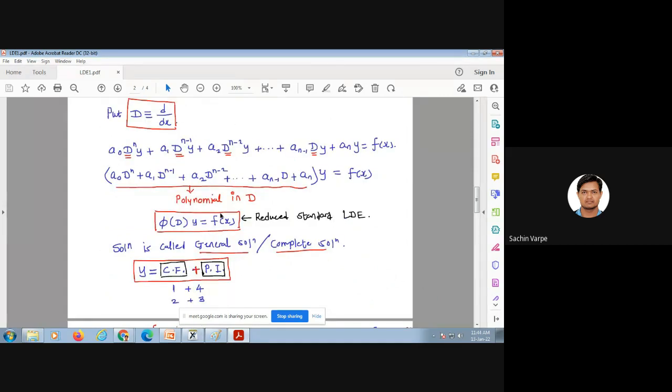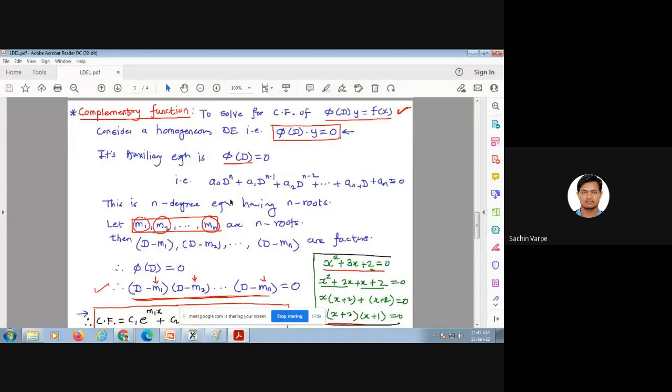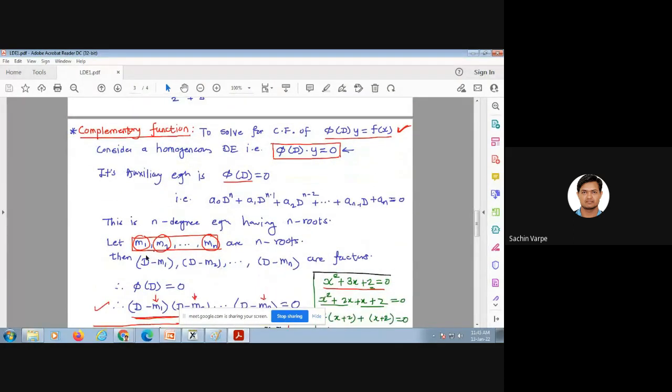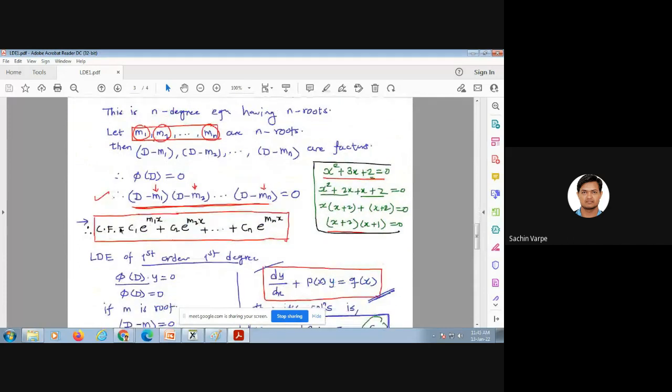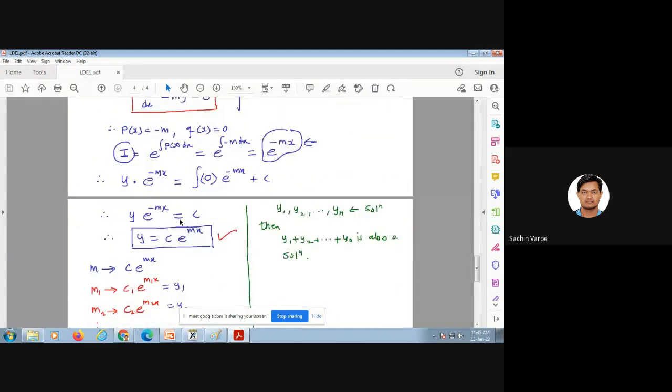So this is the reduced standard form of linear differential equation of nth order, and its solution is called the general or the complete solution, which is the combination of two sub-solutions, complementary function and particular integral. So we have started with the complementary function, right? We have discussed the formula. Depending upon the nature of roots of its auxiliary equation, we have the formula for the complementary function, that is CF is equal to C1 e to the power m1x plus C2 e to the power m2x plus and so on Cn e to the power mnx. Right? We have discussed the explanation behind the formula also.